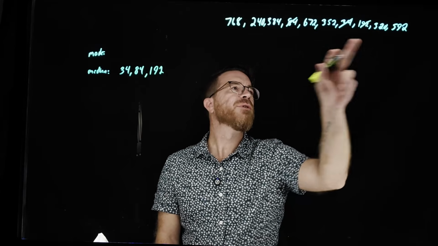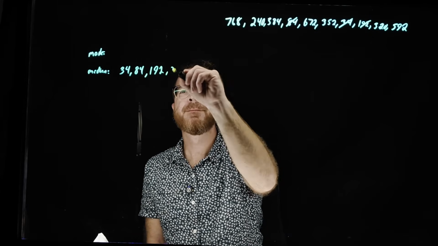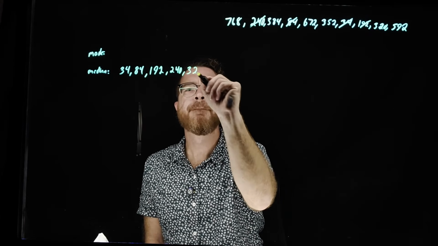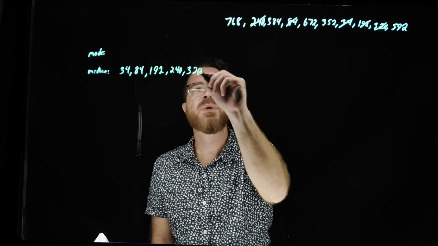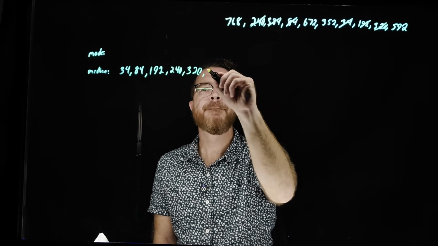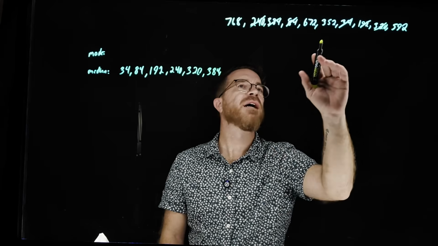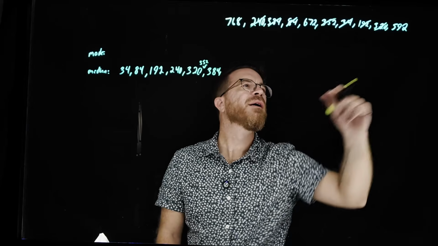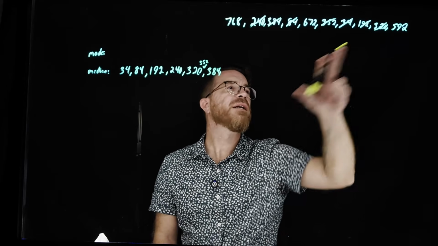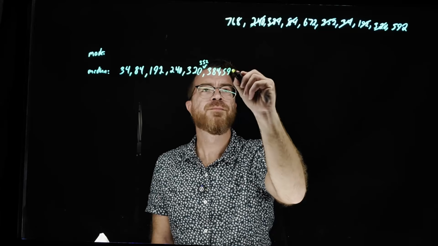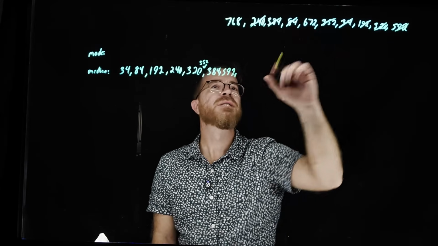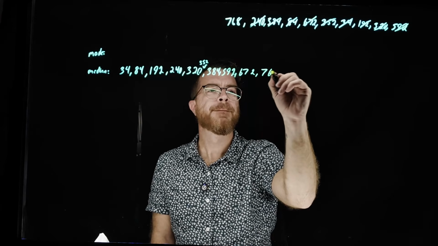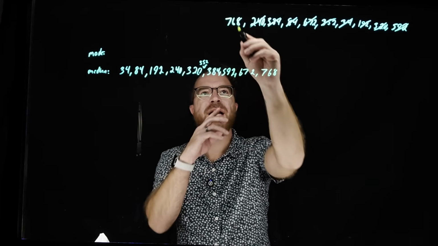And then we have 240. Then we have 320. Then I have 384. Next I have, I missed 352. This is why we gotta leave a little space there. Next I have 592, 672, and 768. Now, when you're doing this, what I would suggest you do, as you're writing these out in order and marking them off your original data, is just count your first number of data points.